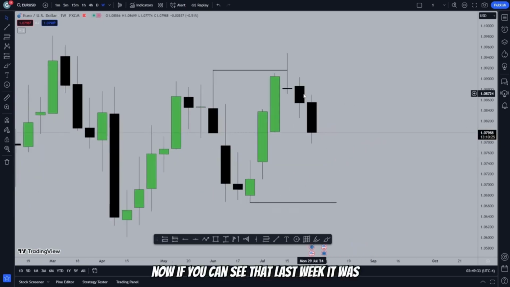And now if you can see that last week it was bearish, so what we are expecting this week, we are expecting that this week will also be bearish. Okay, and then we'll be expecting the week after this to be also bearish, till the price goes and takes this low. Okay, so with this you know the weekly bias, right?